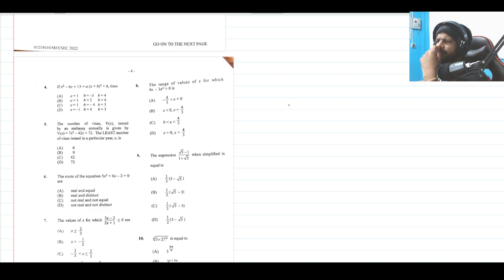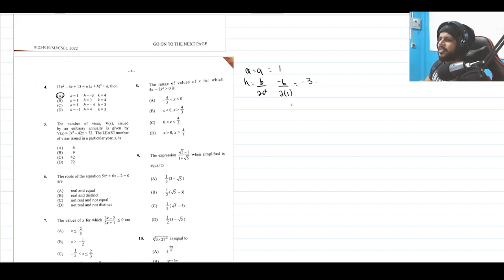The value of k is, a and k. Alright, so we know that h is equal to negative b over 2a. In this case, a is 1, b is minus 6, over 2 into 1, which is minus 3. A is the answer. I don't even have to check what k is. Well, this looking like a repeat question, if I remember correctly.